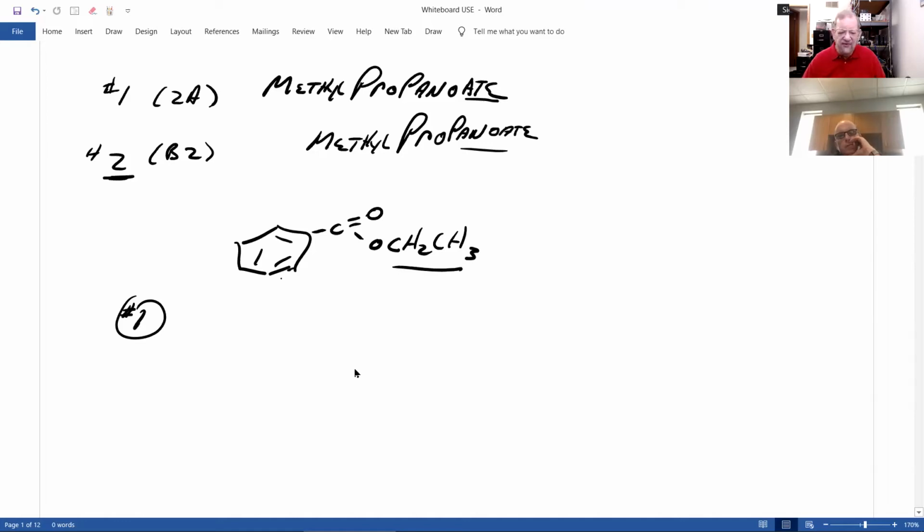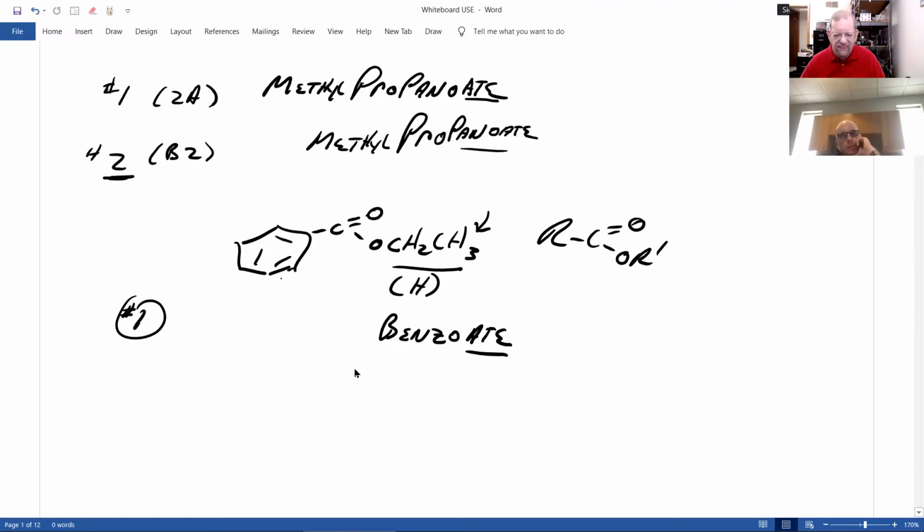And here, if this were an H instead of an R group, that would be benzoic acid. Drop the IC in the word acid, add ATE, and this is benzoate, and our group in front, because this is an ester, is ethyl. So that would be ethyl benzoate. But for everything when R is not a benzene ring in the ester, you can use my student's great idea, and it works quite well.